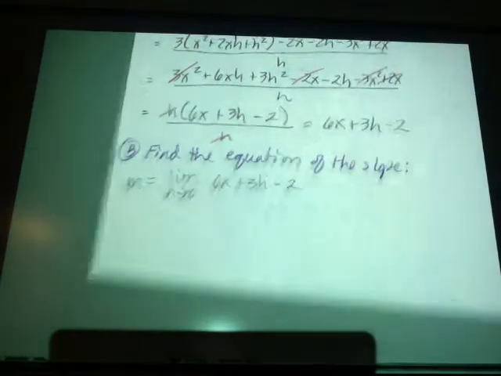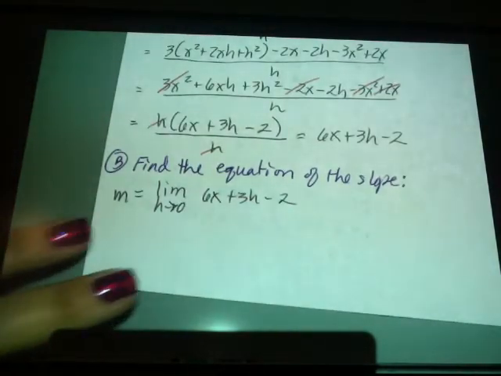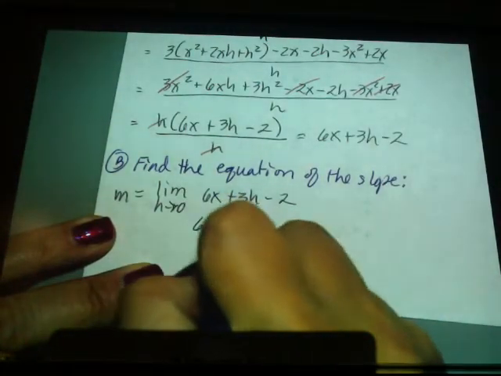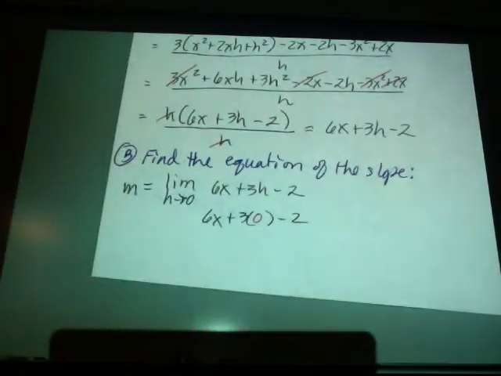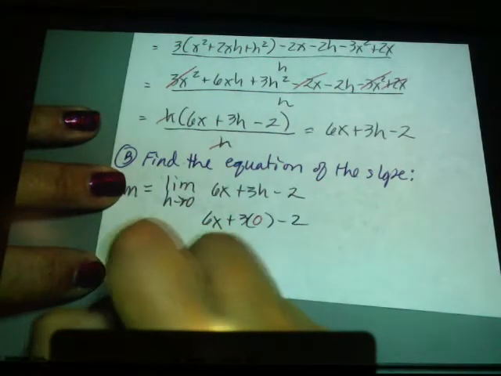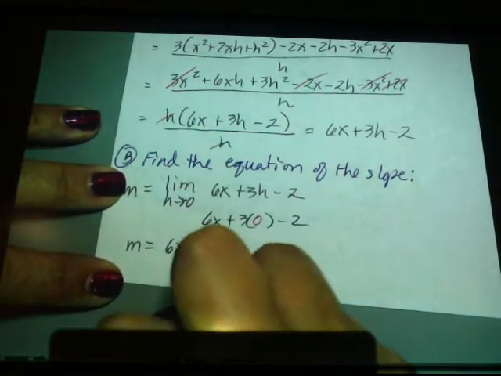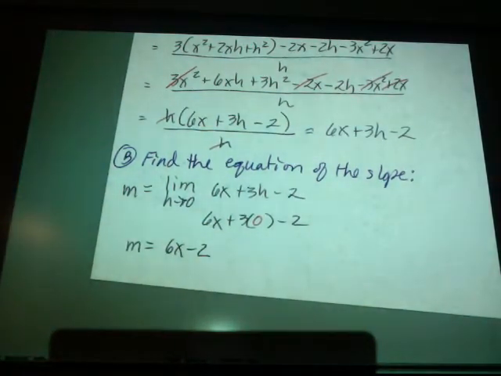Use direct substitution. So you've got 6x plus 3 times 0 minus 2. What do you end up with? Slope is equal to 6x minus 2. And that's not the equation of a line. I know it looks like it, but it's not. That's the equation of slope itself, just m.